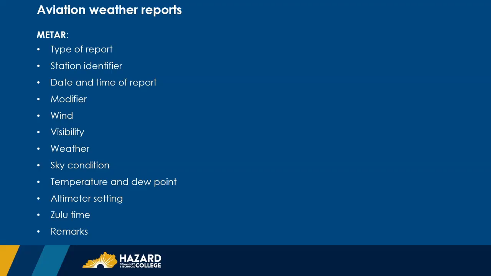Next, you have visibility. The prevailing visibility is reported in statute miles as denoted by the letters SM. It is reported in both miles and fractions of miles. At times, runway visual range, RVR, is reported following the prevailing visibility. RVR is the distance a pilot can see down the runway in a moving aircraft. When RVR is reported, it is shown with an R and the runway number followed by a slant, then the visual range in feet. For example, when the RVR is reported as R17L/1400 feet, it translates to a visual range of 1400 feet on runway 17 left.